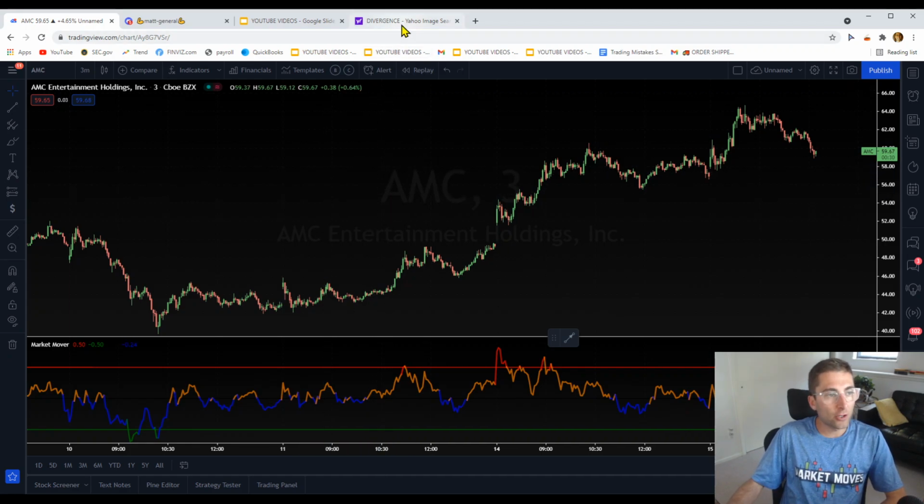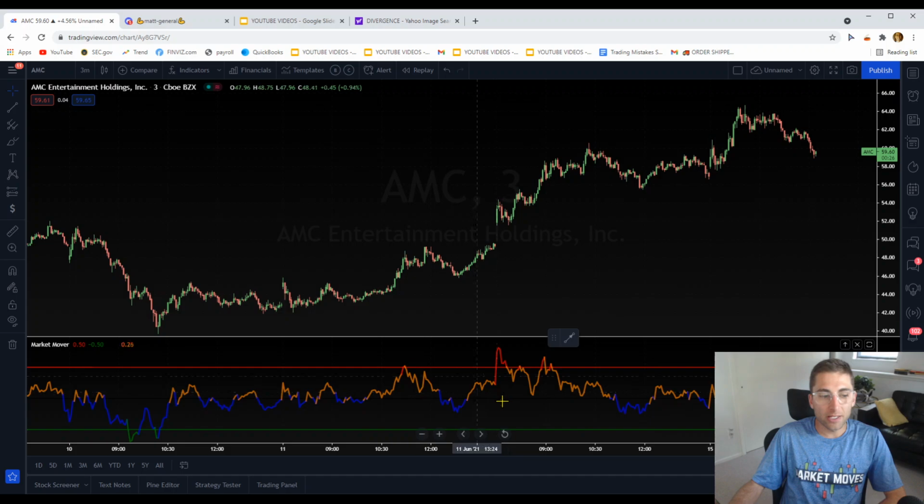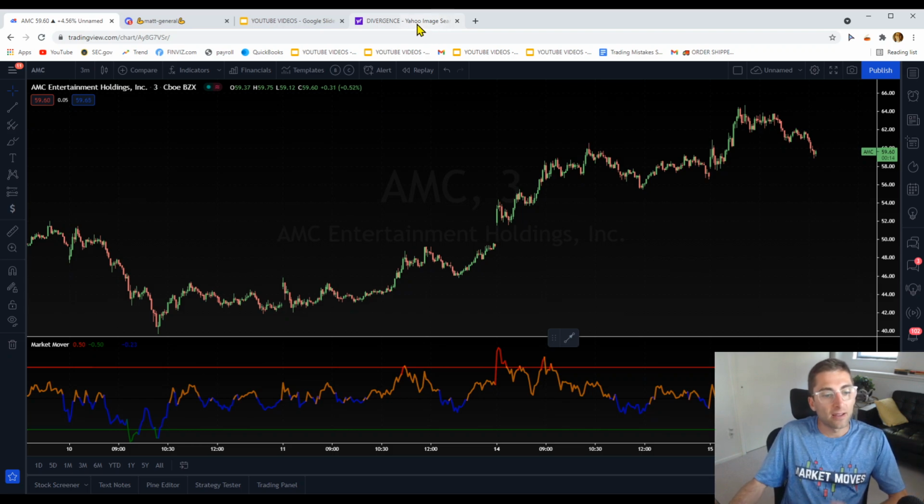But divergence, if you don't know, is just using an indicator. Down here is my market mover indicator. This is one that I personally made. All the traders inside my trading group get access to it. All you have to do is pass the free trial and then message me and then you can get it. So that indicator is what we're using today to show you the examples of finding divergence.